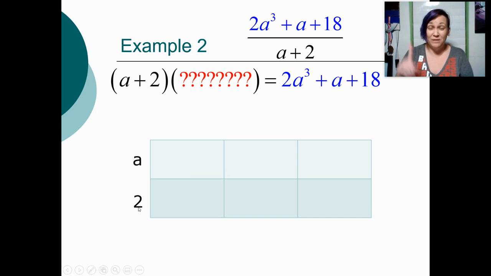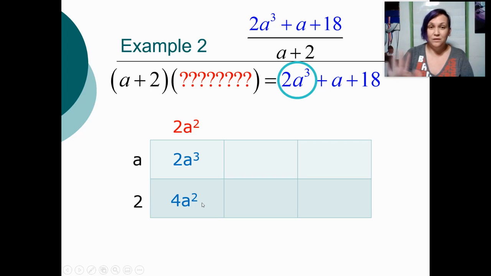Okay, first part of the puzzle. The first term from the blue writing is going to go in the first box right here. So I'm going to put the 2a to the third right here. A times 2a squared makes 2a to the third. 2a squared times 2 makes 4a squared. Okay, so again, I put the first term in the first box. I figured out a times what makes this. And then once I figured out what goes up here, I had to multiply it by that as well. It's like distributing.